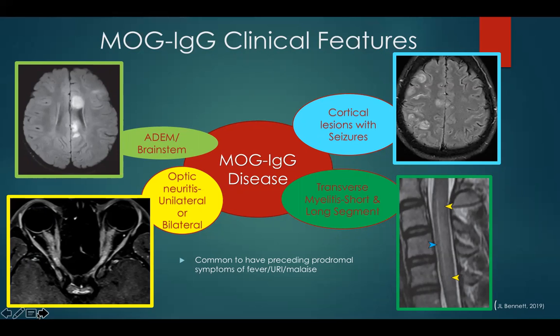The difference between NMO and MOG is that MOG is more likely to have short segment myelitis, where NMO is characterized by longitudinally extensive myelitis. ADEM and brainstem syndromes have been reported. Another different feature from NMO is that patients with MOG can present with unilateral cortical lesions that are associated with seizures.